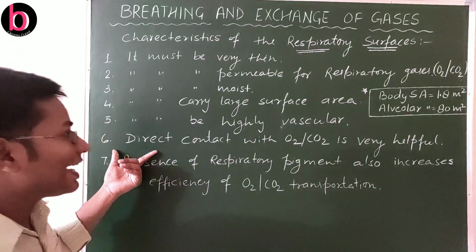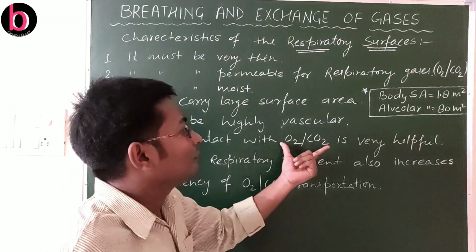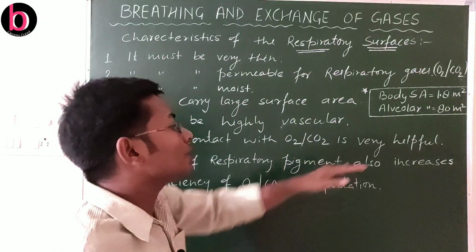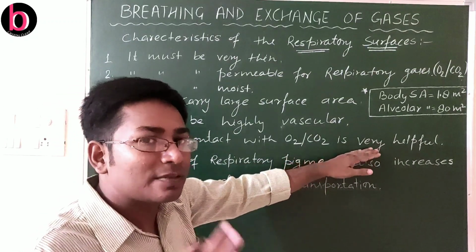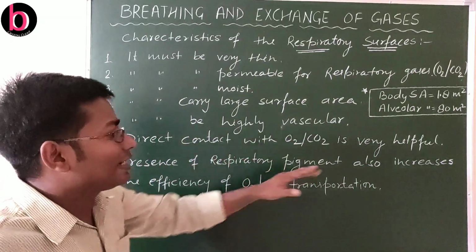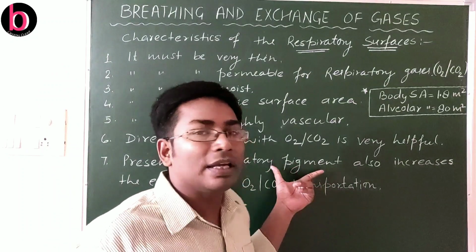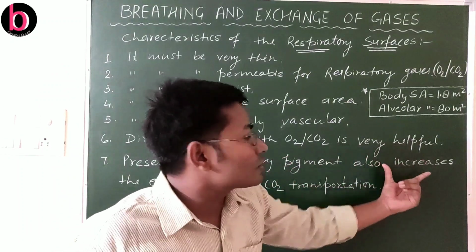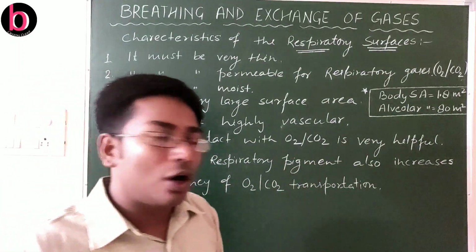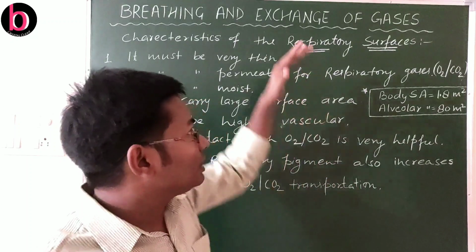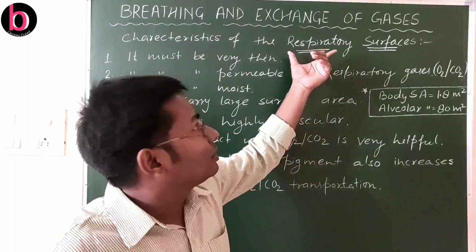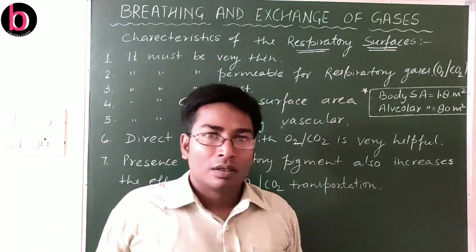Next, if there is direct contact of respiratory surface with the respiratory gases, oxygen and carbon dioxide, this will also improve the respiratory efficiency. Seventh point, if there is presence of respiratory pigment, as in case of human beings there is hemoglobin, this also very efficiently increases the oxygen and carbon dioxide transportation. So these properties must be there for increasing the efficiency of respiratory process.